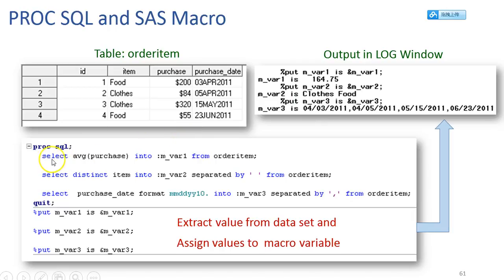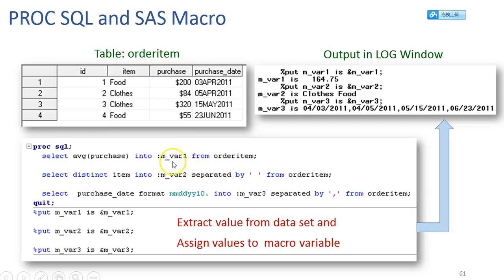Then we simply write proc SQL statement by writing select avg purchase into colon, followed by macro variable name from order item. Then the result of the average purchase is passed into the macro variable m_var1.